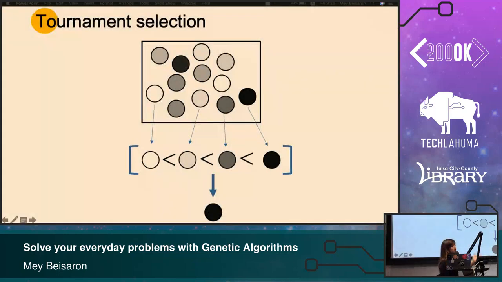So we have the entire population. Out of the population, we choose the tournament pool. The ones that go into the tournament pool have an equal chance to be chosen because they're chosen randomly. And out of those, we return the very best one, the fittest solution that we have.